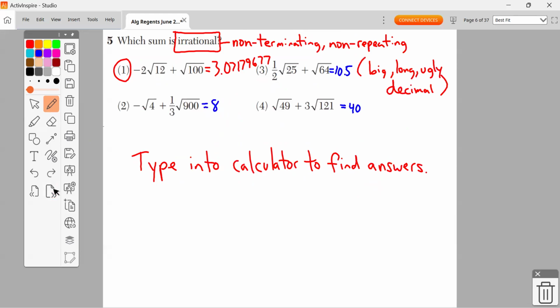In question number 5, which sum is irrational? Irrational are your big, long, ugly decimals. What you want to do is type them each into the calculator and get your four answers. You can see 3.07, blah, blah, blah, 8, 40, and 10.5. You want the irrational. Irrational is non-terminating, non-repeating. Well, that's your big, long, ugly decimal, choice number 1.